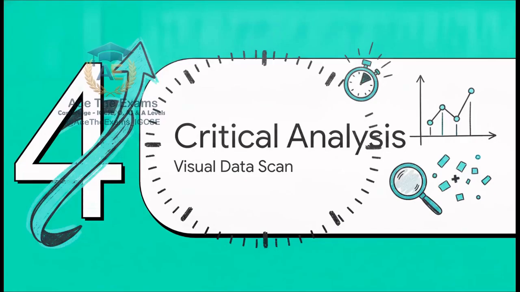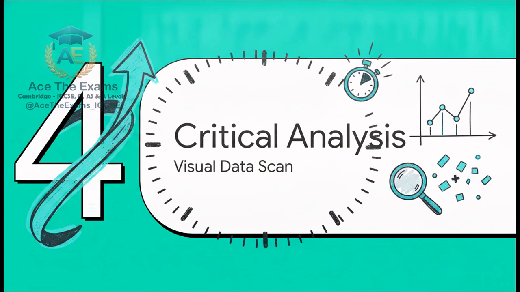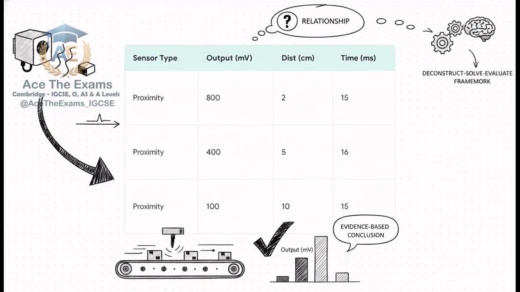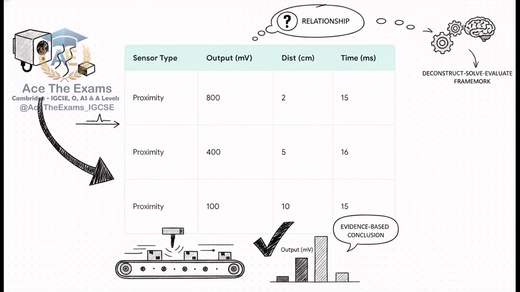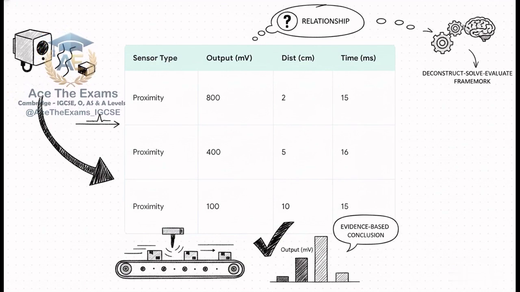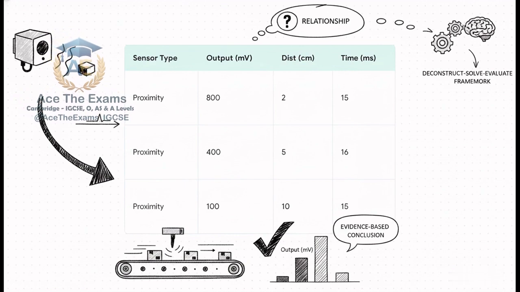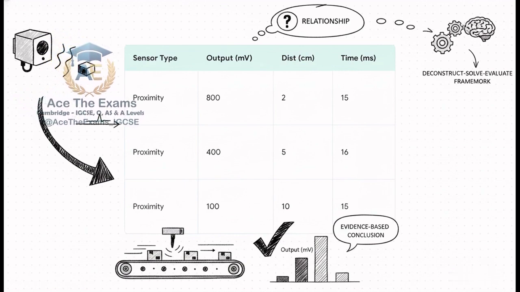Welcome back to the Briefing Agents. It is time to initiate Phase 4, the Critical Analysis Strategy, and our Visual Data Scan workshop. Because knowing the theory in a relaxed environment is one thing, but performing while that clock is ticking down is entirely different. All right, you have 60 seconds on the clock. Look really closely at the data in front of you. We have sensor type, output in millivolts, distance in centimeters, and response time in milliseconds. What is the core trend happening here?